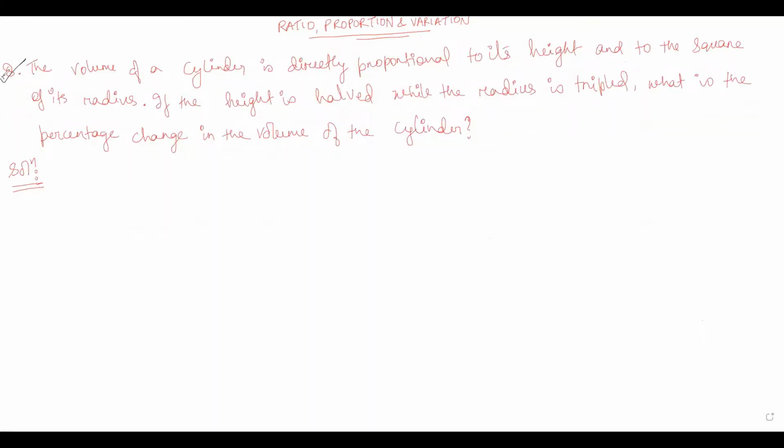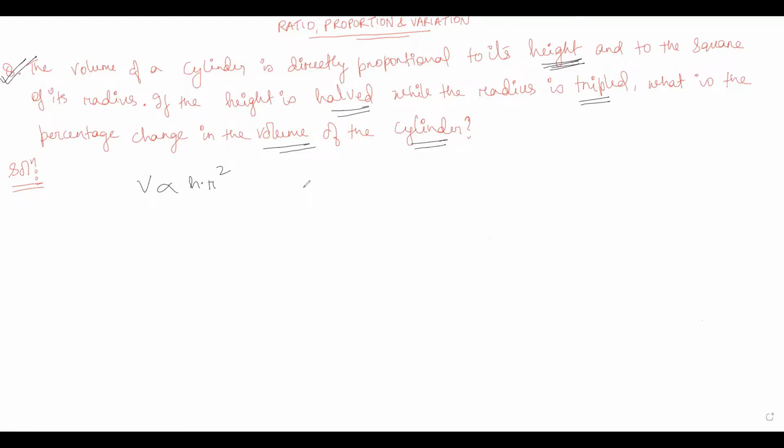Okay, so now let us see this question. The volume of a cylinder is directly proportional to its height and to the square of its radius. So if the height is halved while the radius is tripled, then what is the percentage change in the volume of the cylinder? So by reading the question, we can see that this is a case of mixed variation. So here the volume is directly proportional to height and to the square of its radius. So we can say that volume would be proportional to h into r square if I take the height to be h and radius to be r.